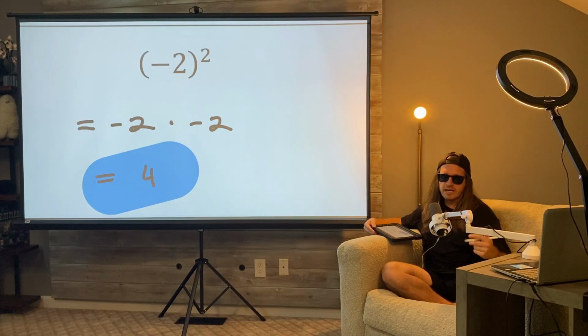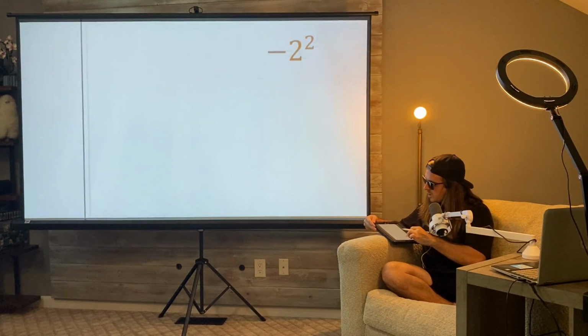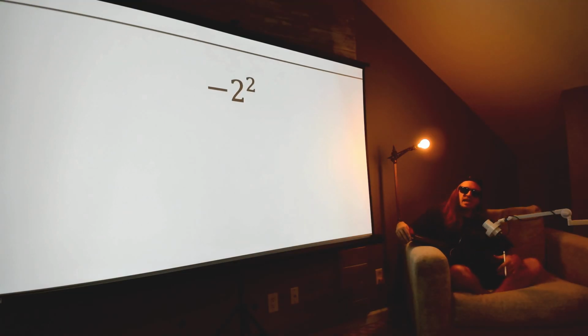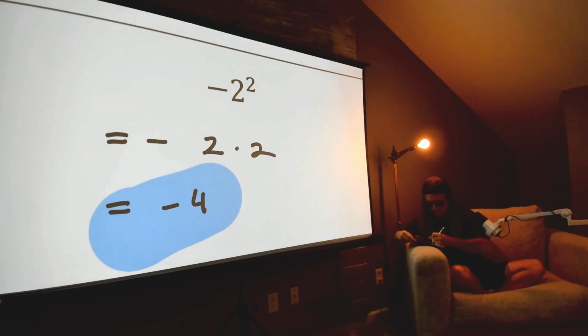But compare this to the next problem, which does not have parentheses. This means that the negative is not being squared. So this is equal to negative, 2 times 2, which is negative 4, because there's only one negative this time.